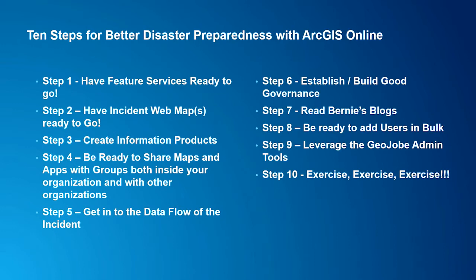So just to recap again, step one was to have those feature services ready to go and collect that information. Step two was to be prepared with the web maps that have those feature services added, even if they're blank and ready to go. For step three, the information products that you can work to build or prepare beforehand to get ready for the disaster.